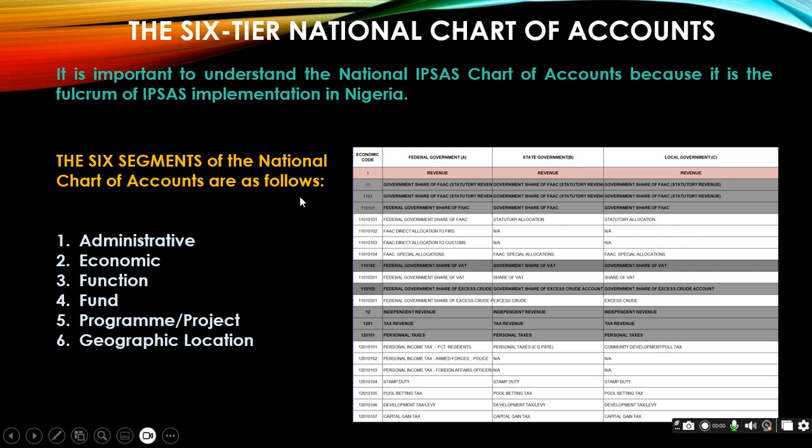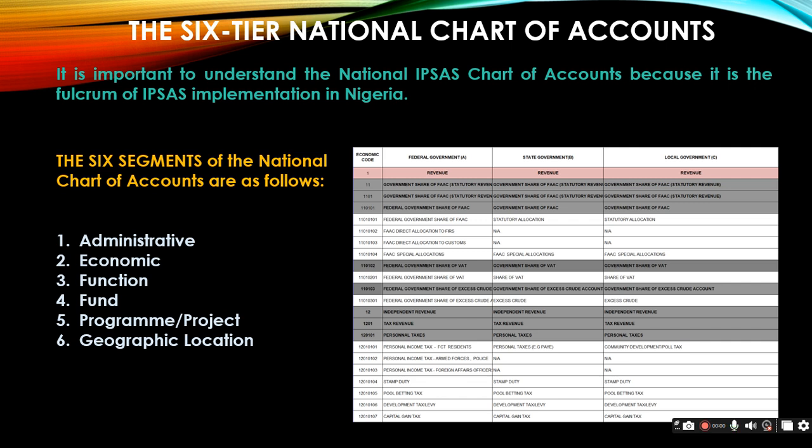The National Chart of Accounts is the document that prescribes the domestication requirement for Nigeria. And that National Chart of Accounts contains six segments. These are administrative, economic, function, fund, program, and geographic location segments. Each of these segments enables the aggregation of accounting financial data and information in a way that gives clarity on how the money is spent and where it comes from.